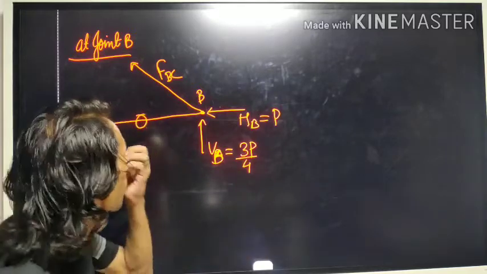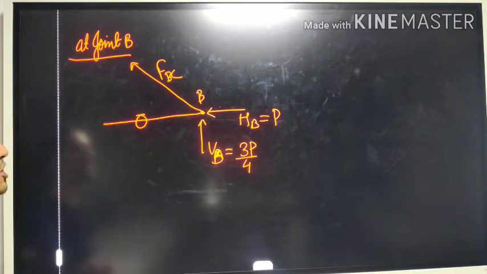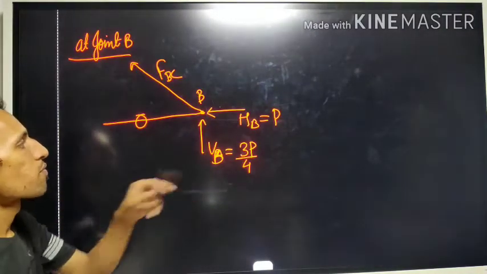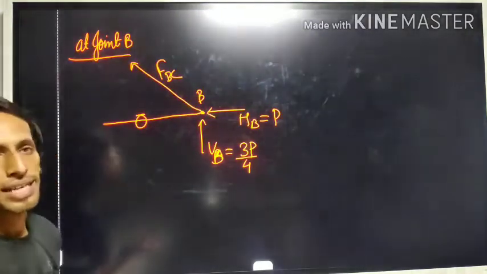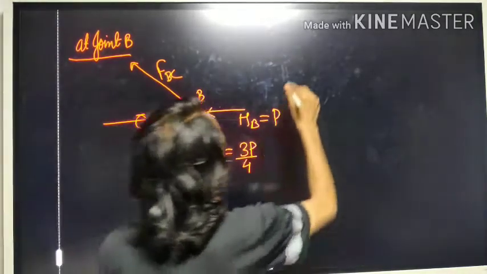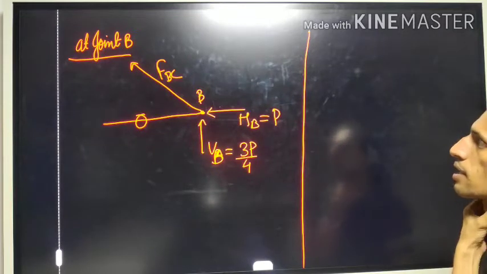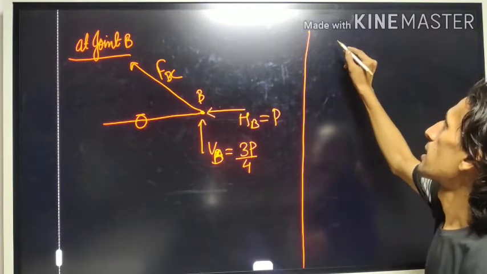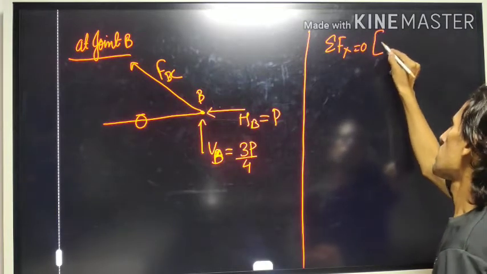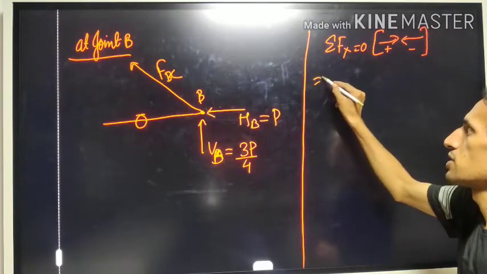Now I can apply the equation here. So which equation should I apply? If I apply the summation of forces in x direction or y direction, both will give me the answer. So I can use any equation. I am going to apply this equation. Summation of forces in x direction is 0. This direction positive, this direction negative. This is my sign convention.